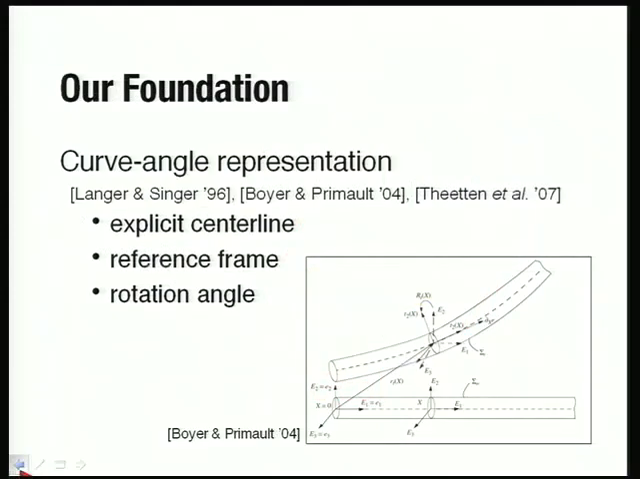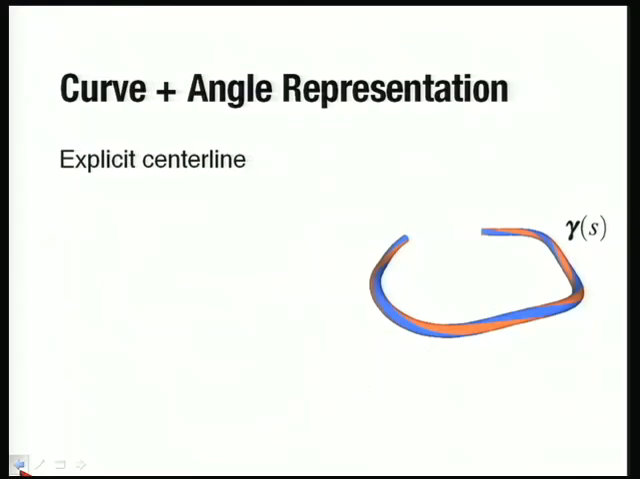So the foundation for this is going to be the curve and angle representation, which has the explicit center line, which makes collision detection easy, and also is going to lead to a very simple formulation for the twist. So let's take a closer look at this representation. First in the smooth setting, and then we're going to transition to the discrete setting. So first we start with an explicit center line, in this case just the curve gamma. And along each point on the center line we're going to assign a reference frame.